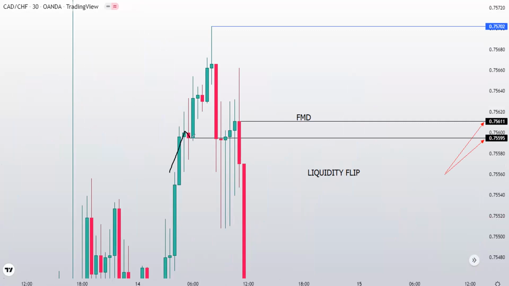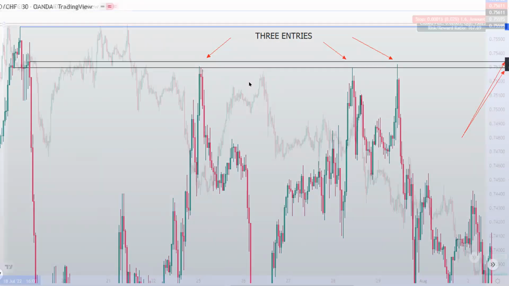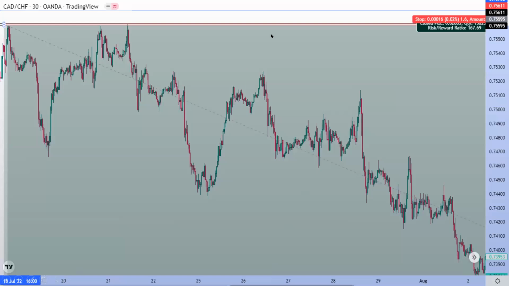The market tried to engineer liquidity, as you can see here, but this liquidity engineering was incomplete. Now the market came down and went down with a lot of momentum. Then the market tapped to that specific point, as you can see, more than twice. Then the market went, and here the risk was almost 1 pip, only 1 pip.